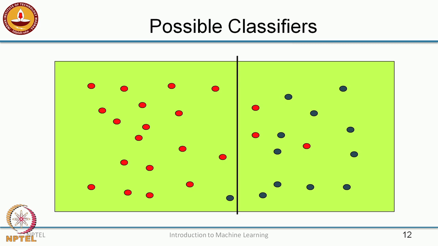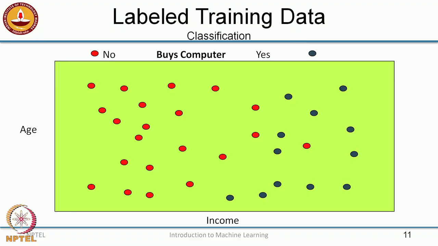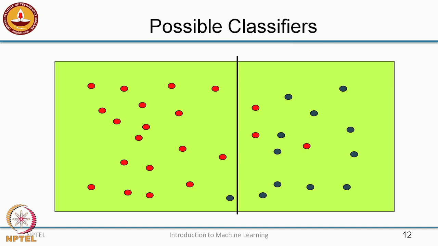So, how would the function look? It will look something like this: remember that the x axis is income and the y axis is age. So, in this case it basically says that if the income of the person is less than some x, then the person will not buy a computer. If the income is greater than x, the person will buy a computer. So, that is a simple function that we will define. Just notice that we have completely ignored one of the variables here, which is age. So, we are just going by income. If the income is less than some x, then the person will not buy a computer. If the income is greater than x, the person will buy a computer.